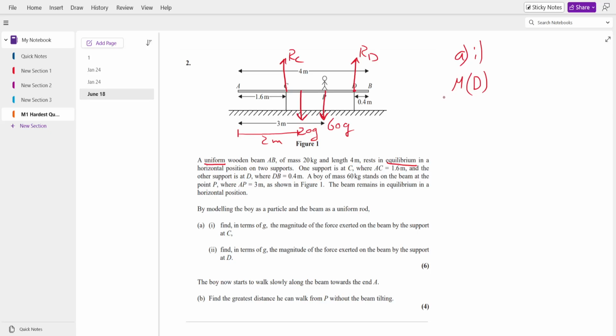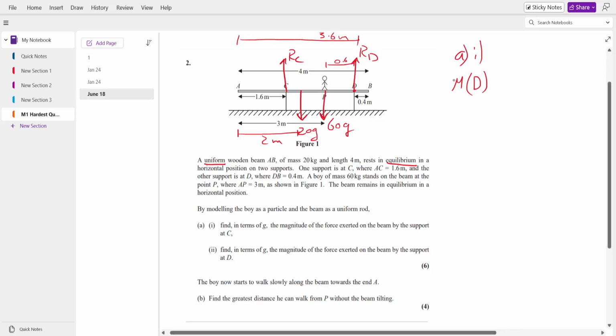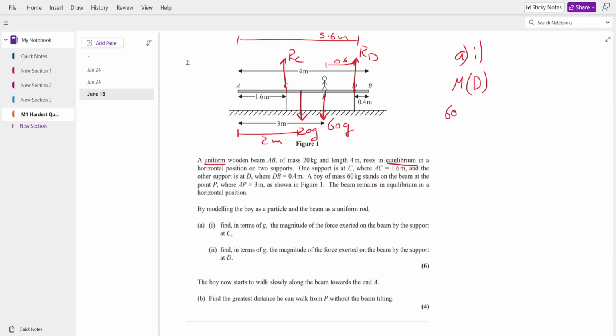Let's say that moments in one direction equal the moments in the other direction. Let's start with this 60G. If this is 3 meters, and from A to D is basically 4 meters, the whole thing minus 0.4, so 3.6 meters, and from A to P is 3 meters, it means that from P to RD is basically 0.6 meters. So I will have 60G times 0.6. This is going to give me a moment in this direction.